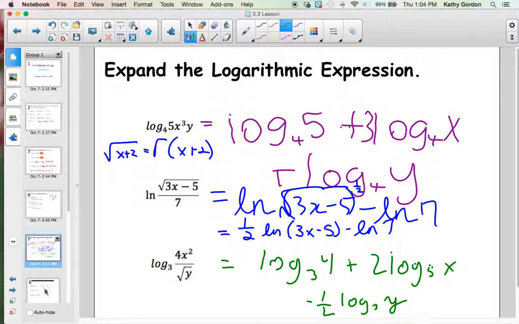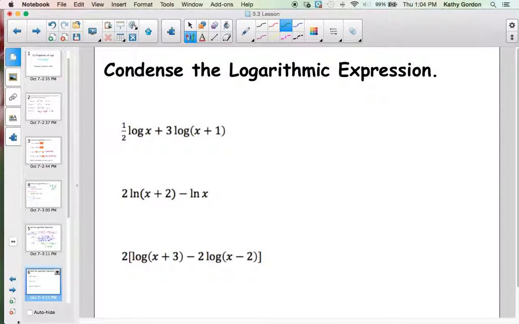All right, let's do some condensing. Now we've got three that are all over the place. We want to bring them back together, pull it together into a single logarithmic expression. Condense it back down. Is the first one common log? It is. So is the last one.